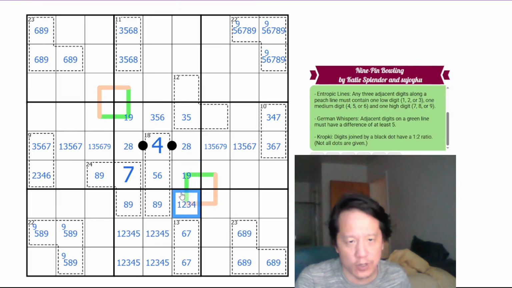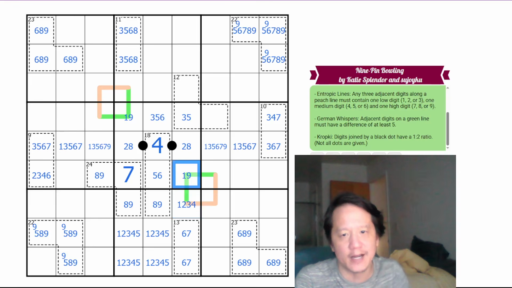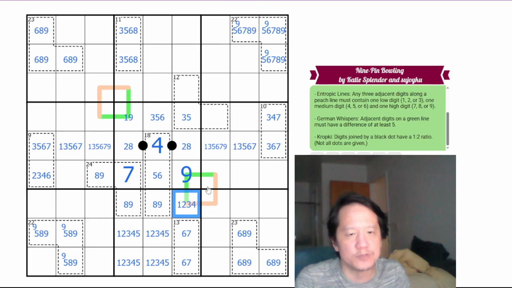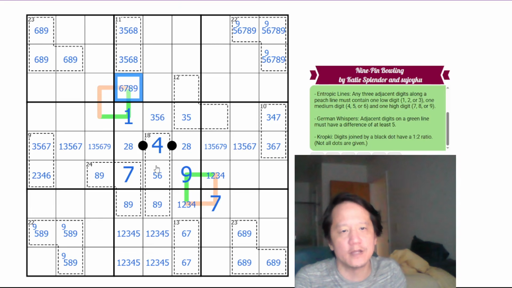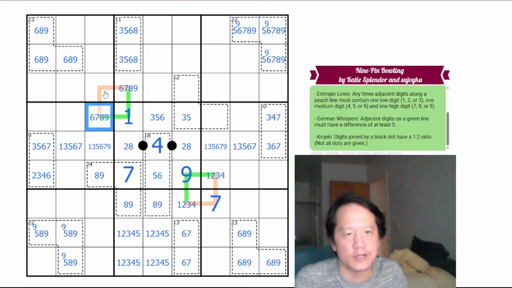1 through 4 can only be 5 or more away from 9. So this must be 9 here. Therefore, this is 1 through 4 here. This is 1 through 4 here. And this digit for the entropic line must be a high digit and cannot be 6, 8, and 9. That forces this to be 7 here. 9 eliminates 9 here, so that's 1. So this must be 6, 7, 8, or 9 here, and 6, 7, 8, or 9 here, which leaves a low digit here. So that's 1, 2, or 3.